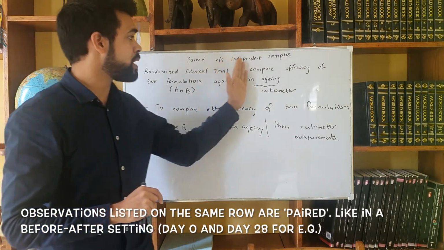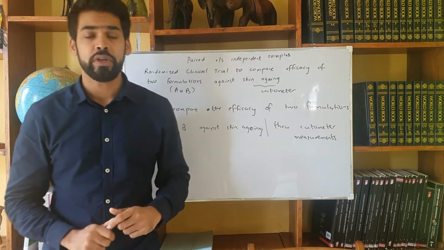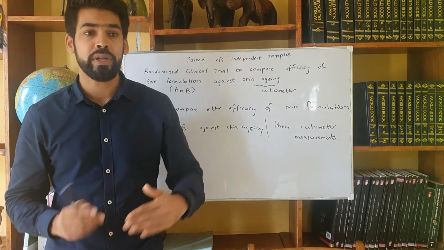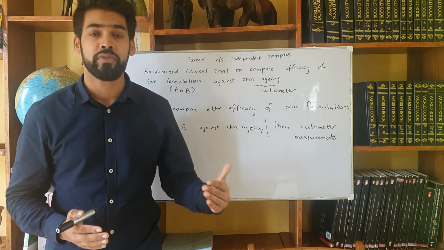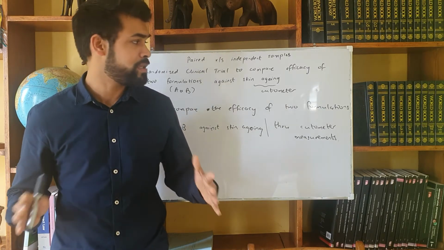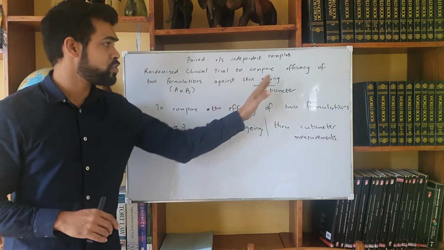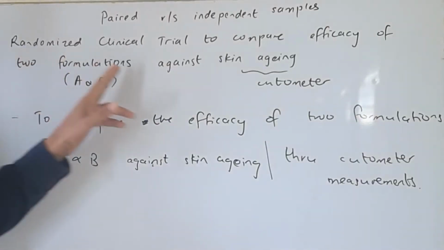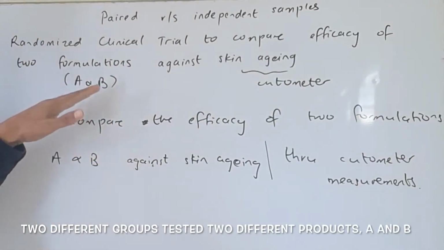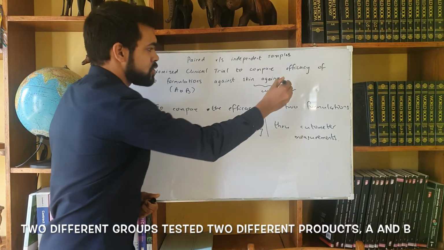Today we are going to look at a case of independent samples, and we are going to avoid taking a chromameter again. We'll shift to another instrument, so at the same time we are looking at different instruments. We take an example of a randomized clinical trial to compare efficacy of two formulations, let us say A and B, against skin aging.